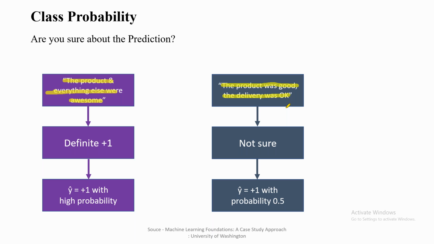So if you compare these two reviews, the left-hand side has a higher probability of being predicted as positive sentiment. In the second, the product was good, the delivery was okay, but he does not seem very confident about his positive sentiment. So their probability will be much lower, not 100%. That is what I have written below: this will be +1 with high probability, and this review will also be positive, but the probability will be more like 50%, 60% or 70%, but not 90%.